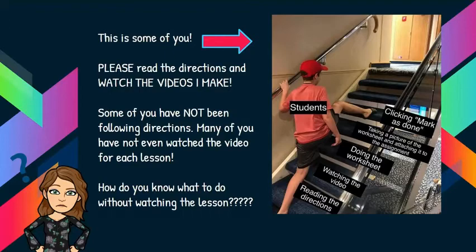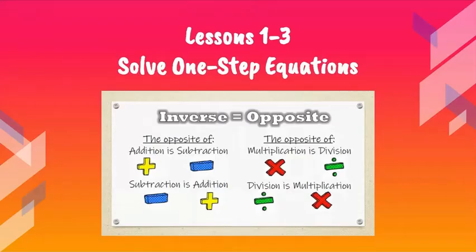First, we're going to look at lessons 1 through 3, how to solve one-step equations. So to do this, we are going to do the inverse operation. Now, inverse means opposite. So the opposite of addition is subtraction. The opposite of subtraction is addition. The opposite of multiplication is division. And the opposite of division is multiplication. So when you're solving these one-step equations, you're just going to do the opposite operation.